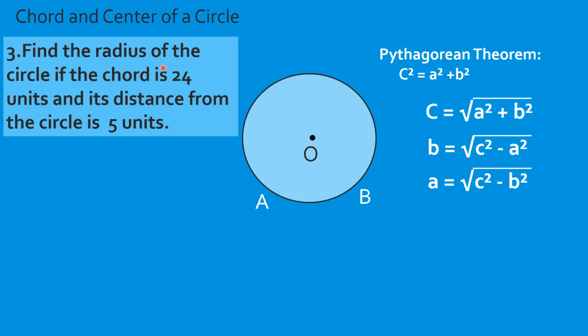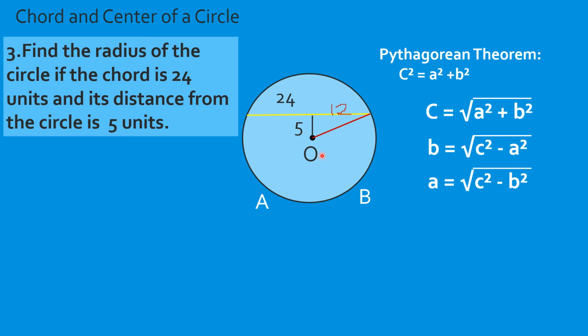Let's have another one. Find the radius of the circle if the chord is 24 units and its distance from the center is 5 units. So given now the chord, which is 24 units, and the distance of that chord from the center, that's the line segment there, is 5 units. It means that we are going to find the radius, so we can draw a line there from the center to one endpoint of the chord, and that's the radius. That is missing. And if the chord is 24 units, this is 12, because that is only half of the chord. This is the whole chord here. And this is only half.